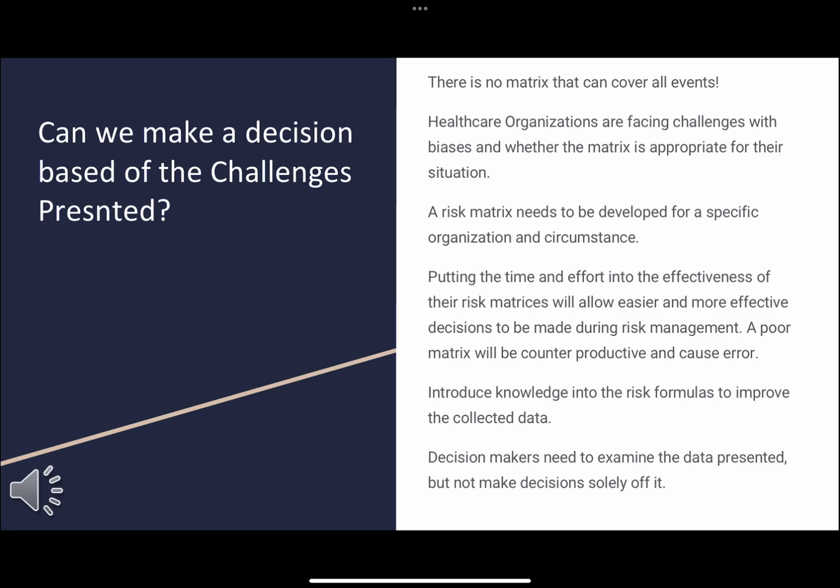One way to overcome these challenges is to try to include knowledge into risk formulas. This will improve the data collected and will be more specific to each organization. Decision makers also need to examine the data presented, but not make decisions solely off of it. They need to gather their own knowledge, the data collected, and combine the two to make the best decision that they can.